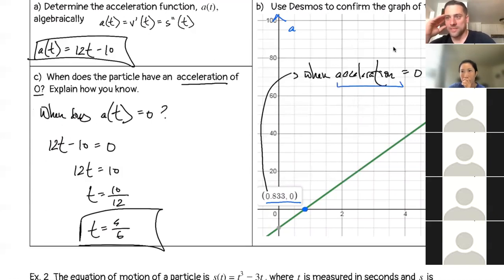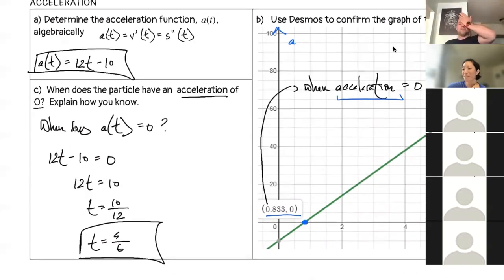Drawn a blank. Totally valid, and that doesn't have to be just you. Is there anyone who thinks they might know what the relationship is between velocity and acceleration? Ah, okay. Matt, be more specific. Acceleration is the slope of?